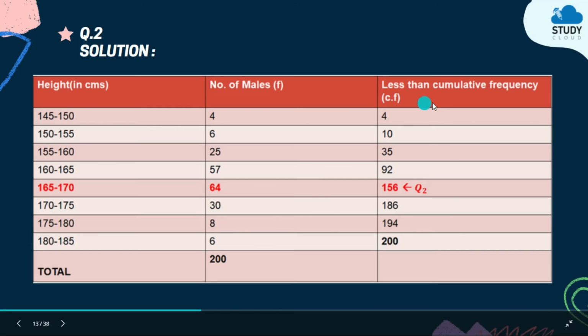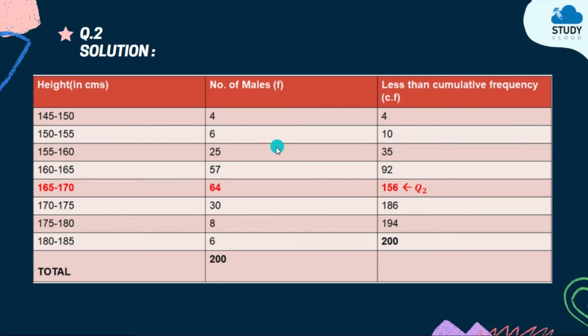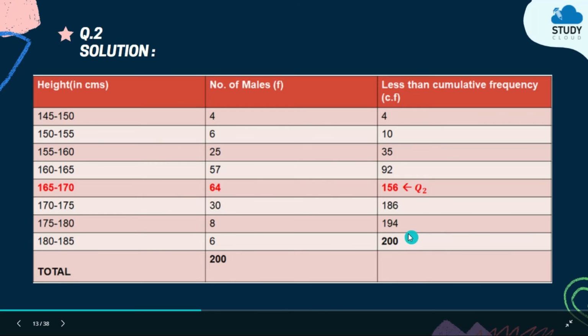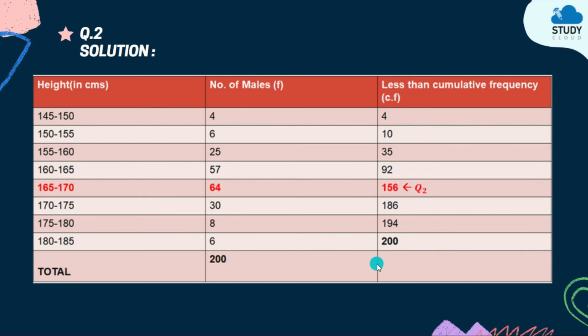Now you have to make less than CF, less than cumulative frequency. So here there is 4, so just write here 4. Now 4 plus 6, write 10. 10 plus 25, 35. 35 plus 57, you get 92, and keep on adding the values in the same fashion. You will get here 200. And how you can verify your answer? Add all the number of males, even that is 200, and the last part here is 200, means your addition is proper.